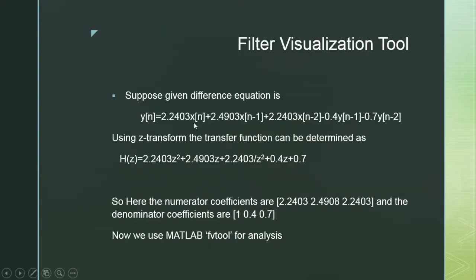Suppose we have this difference equation, which is the difference equation of some filter. Theoretically, we need to convert this difference equation into the Z transform. After converting it, we get the transfer function Y(z)/X(z). The coefficients of the numerator are 2.2403, 2.4903 and 2.2403, and the coefficients of the denominator are 1, 0.4 and 0.7.